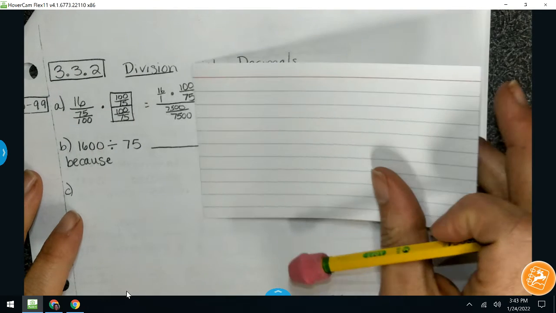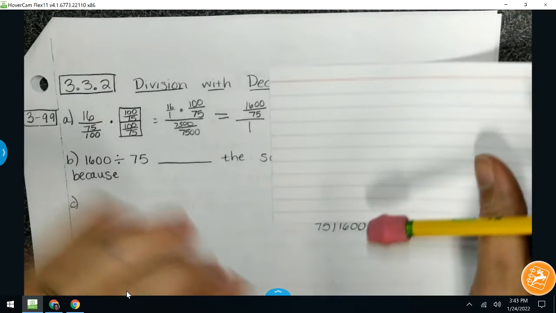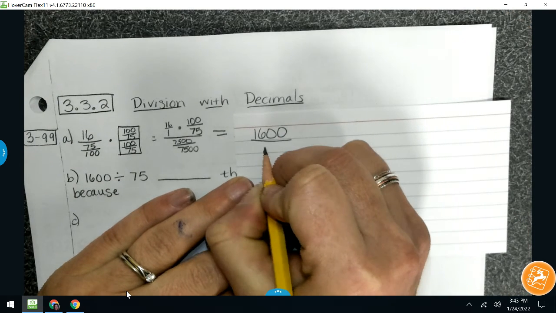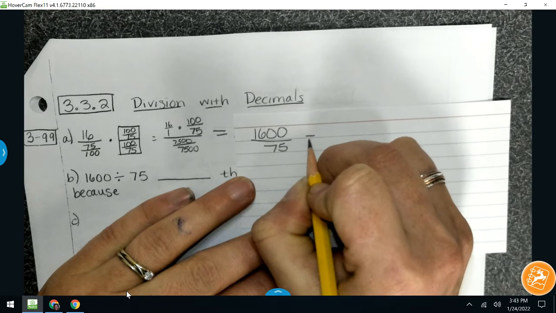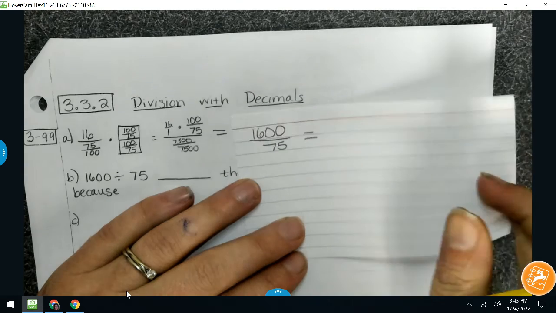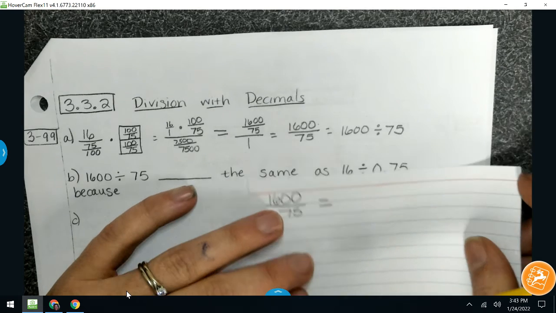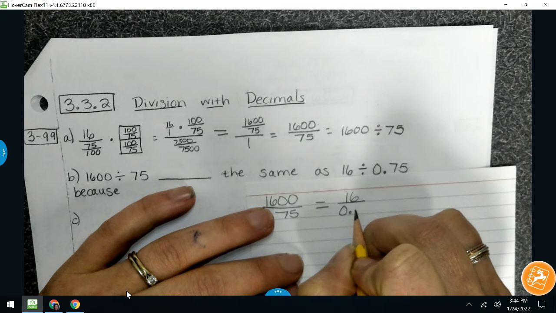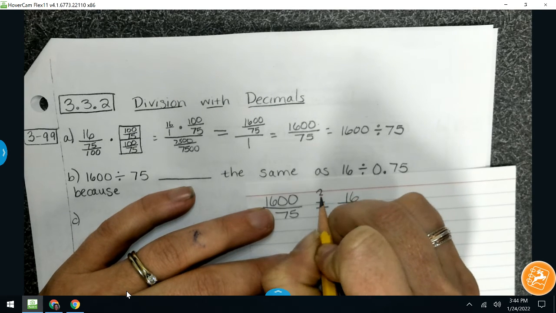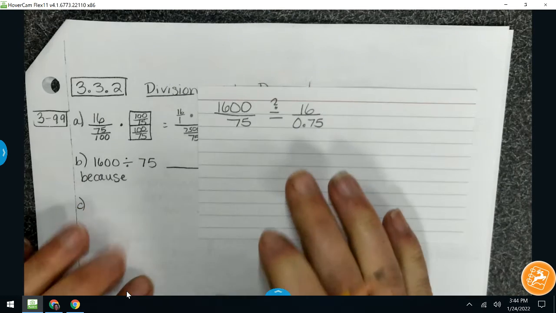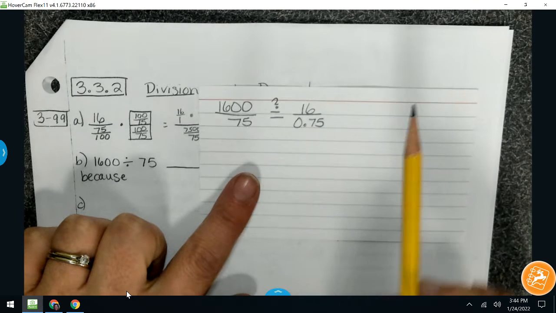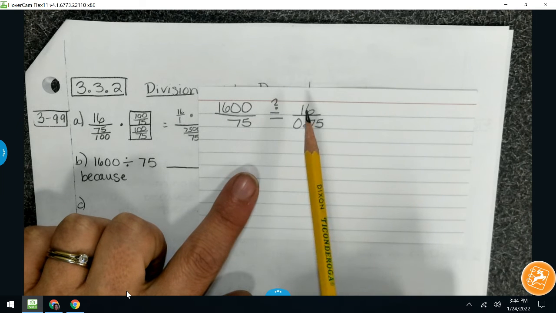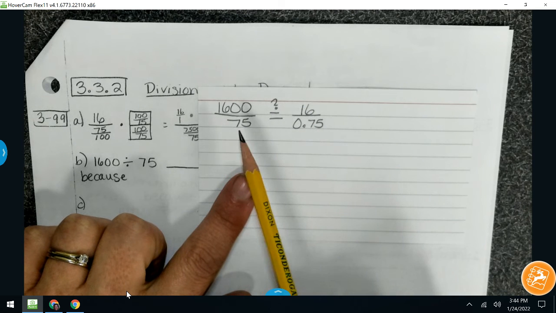my index card here. So it's asking us if we have 1600 divided by 75, is that the same as, equal to, has an equivalent value of 16 divided by 0.75. So we're asking, is this a true statement? So I want you to compare the two numerators. What do you notice about them? Compare the two denominators.